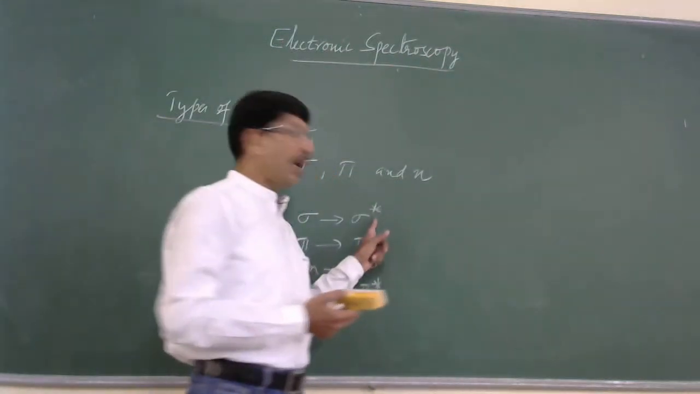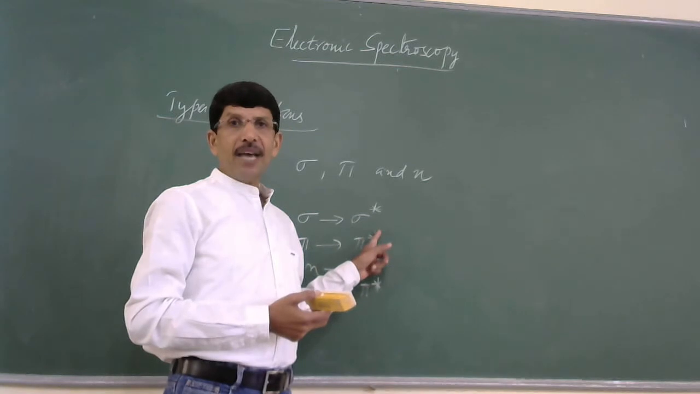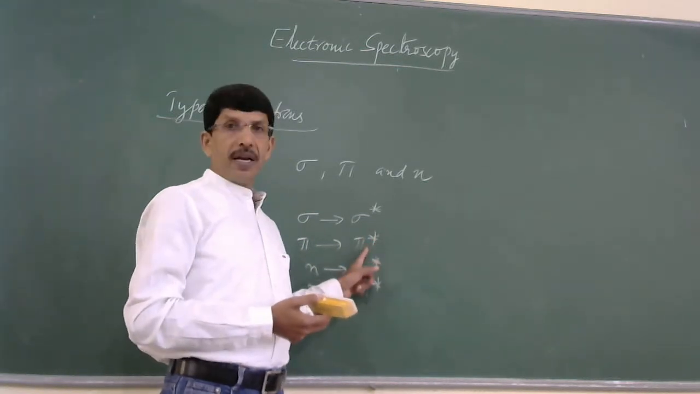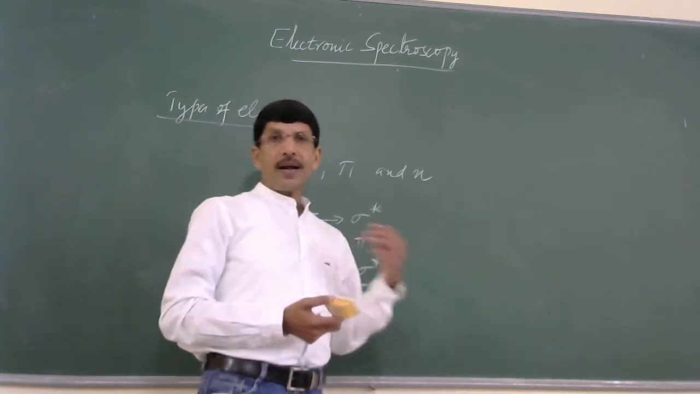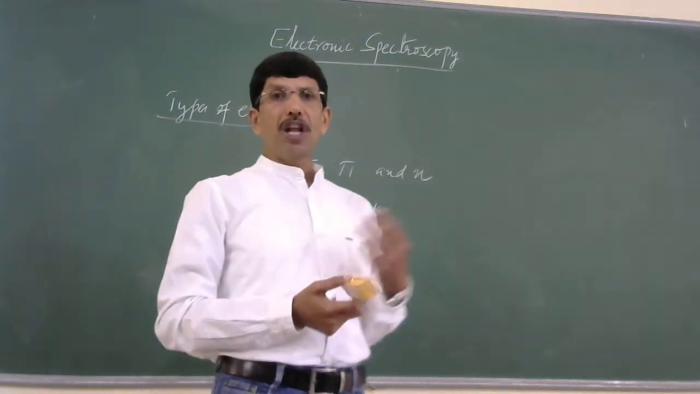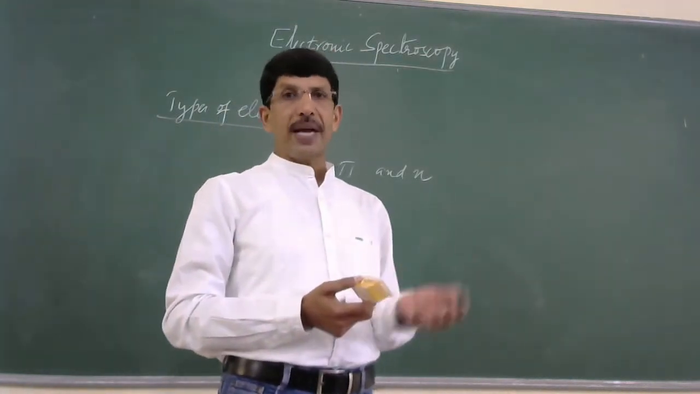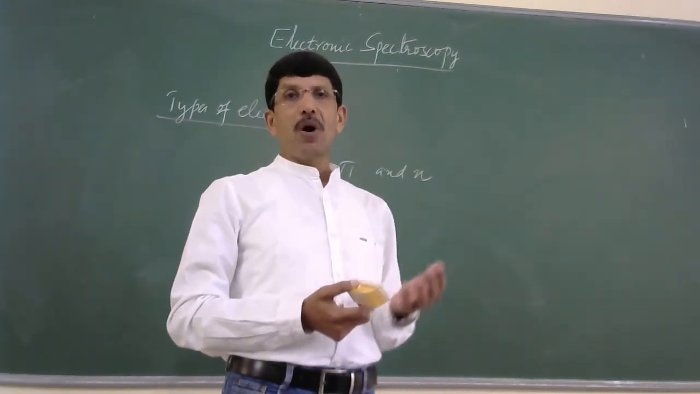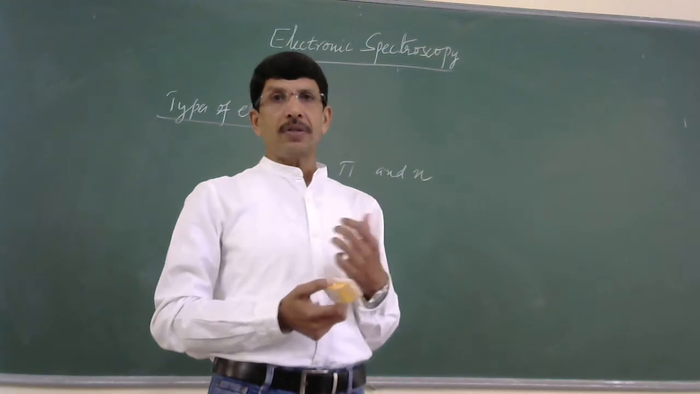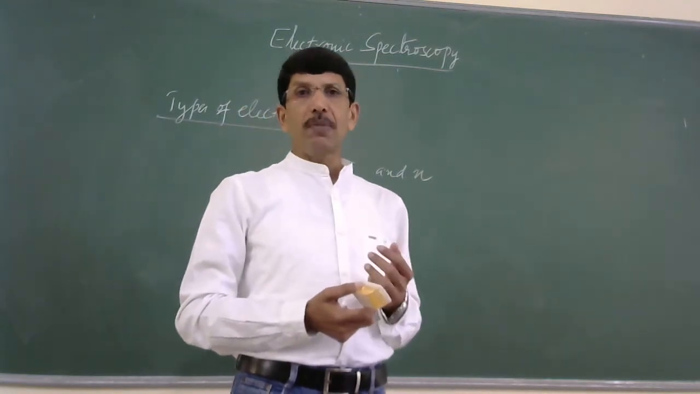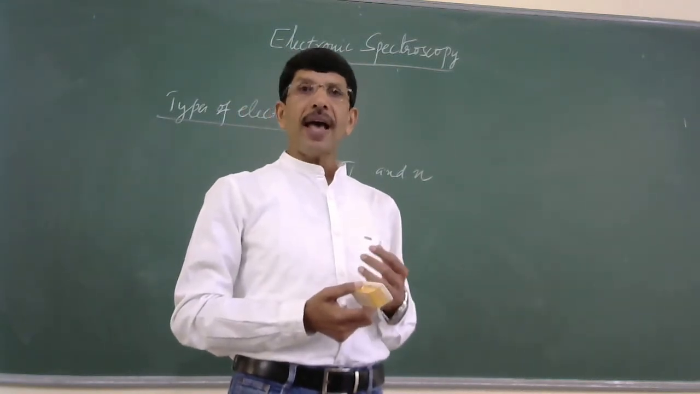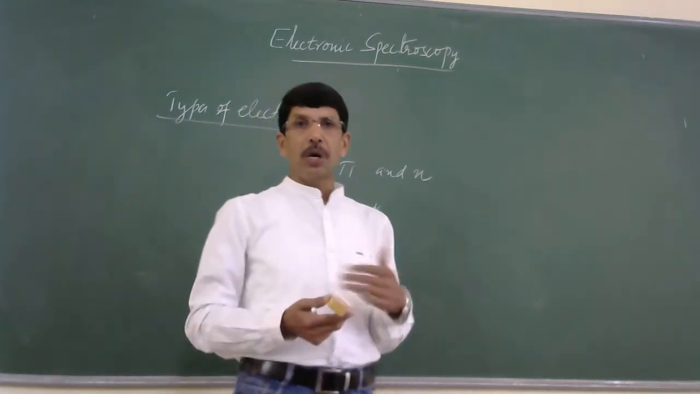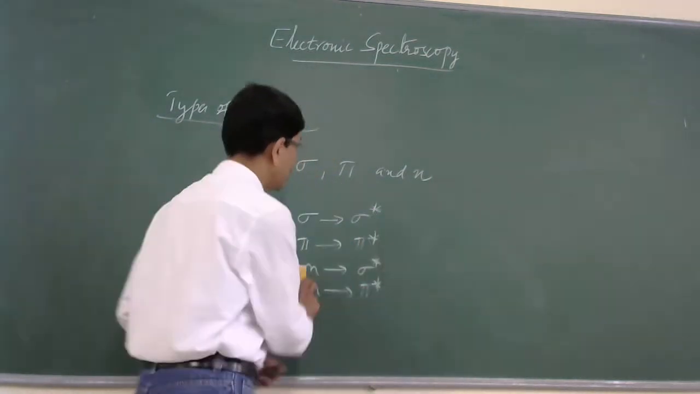So sigma star indicates an anti-bonding molecular orbital, and pi star also indicates an anti-bonding pi molecular orbital. So sigma star and pi star are called sigma and pi anti-bonding molecular orbitals. These anti-bonding molecular orbitals will always have higher energy than the corresponding bonding molecular orbitals.